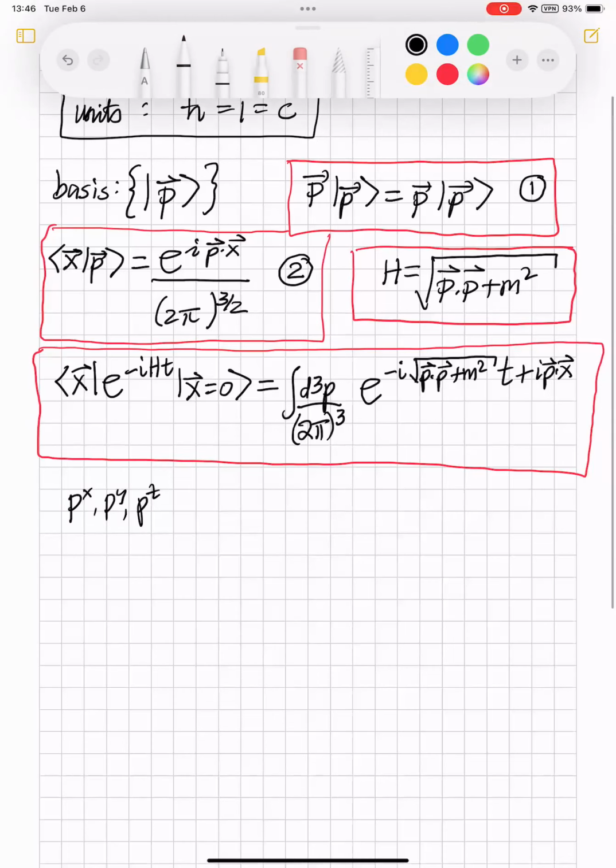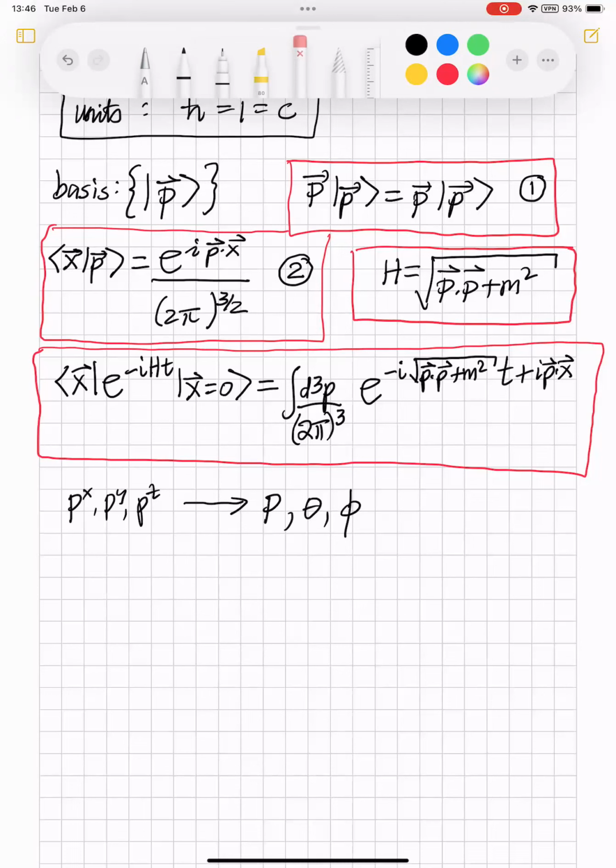So I now want to change variables, and this is motivated because the integral that I'm doing is the Fourier transform of something that only depends on the magnitude of p. And I want to introduce the magnitude of p. So p would just be the magnitude of p, and then two angles as usual, a theta and a phi.